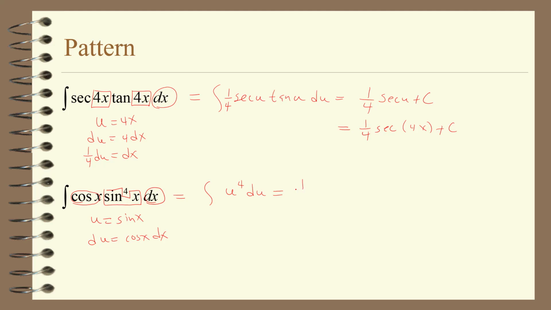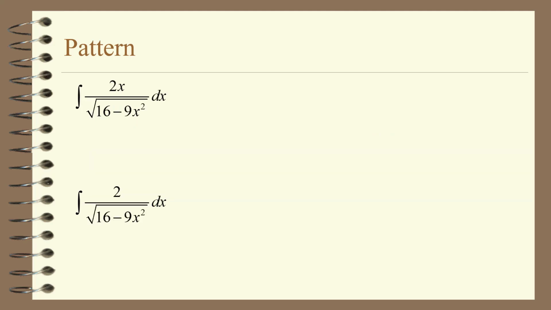So that antiderivative is 1/5 u to the 5th plus c. Or it's 1/5 sine to the 5th power of x plus c. And that is the antiderivative. Now this particular method can be kind of sneaky because you have to pick the right substitution.